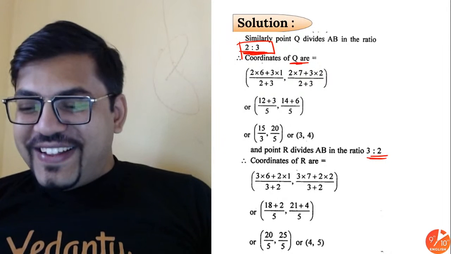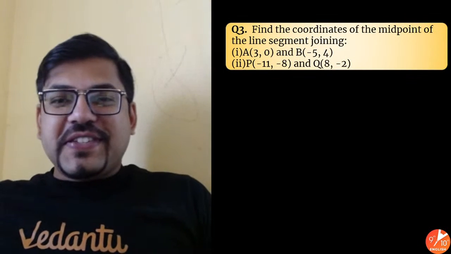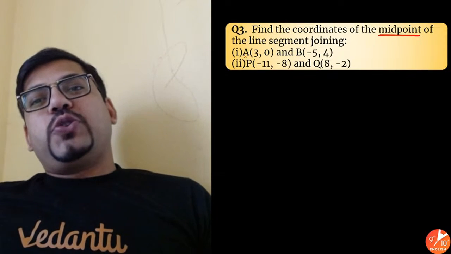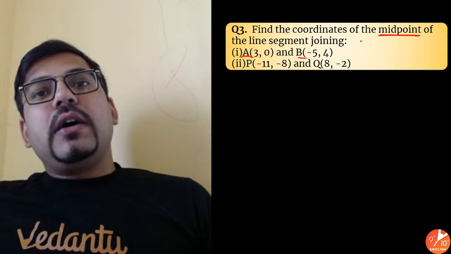Okay fine, let's move on. Here we go to the next question. So here's the next question. The next question says, find the coordinates of the midpoint of the line segment joining A and B. Okay, so we have to find the coordinates of the midpoint.